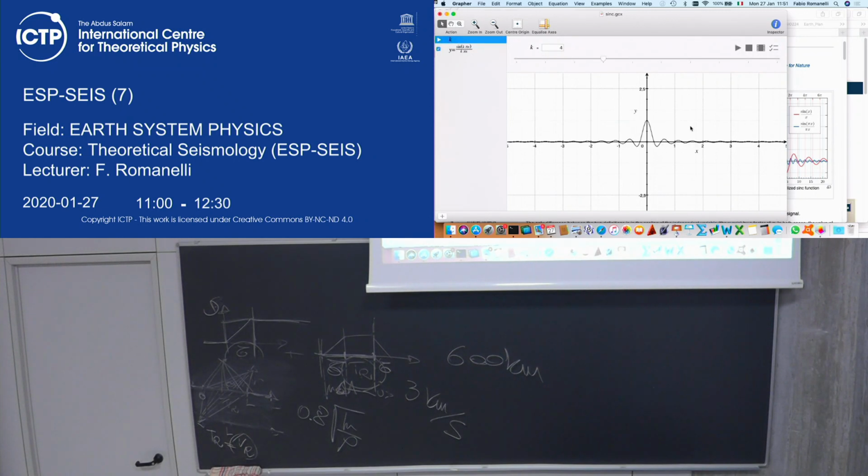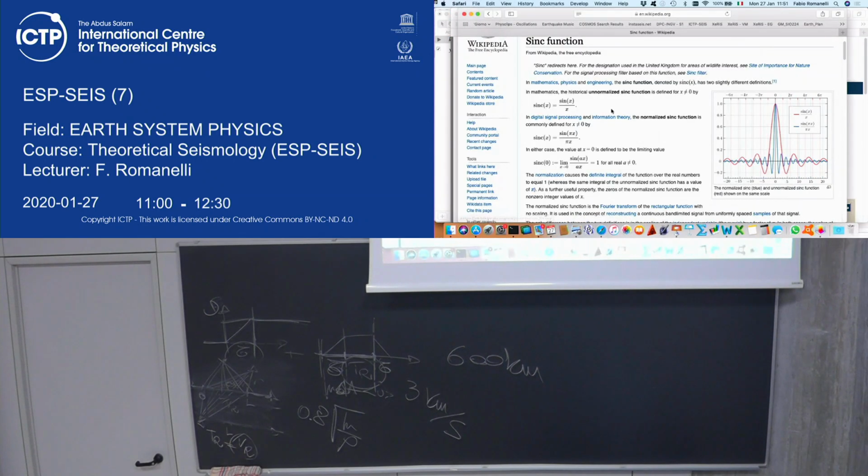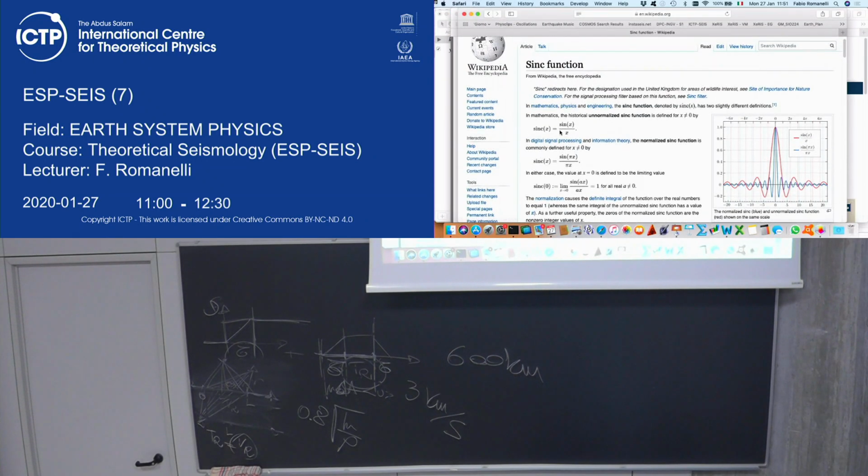Wait a second. Now, the sinc function is actually a simple function, but a beautiful one. You see here the definition. You have two ways to define it. Really, I was assuming that you know it. The typical definition, not normalized, is this. And you should remember the limit of this function going to zero, which is sine of x over x. It's one.